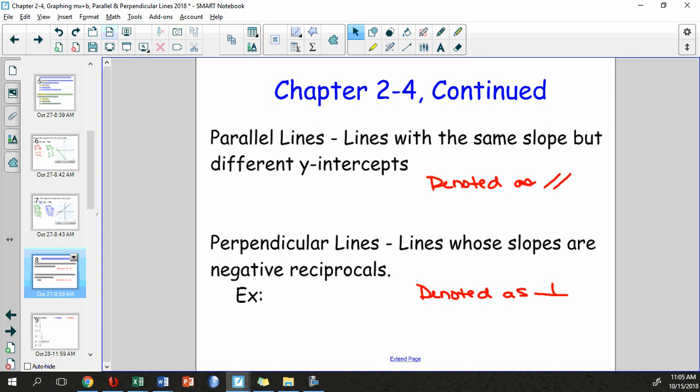Okay. Perpendicular is going to be opposite reciprocals. Opposite reciprocals. What does that mean?